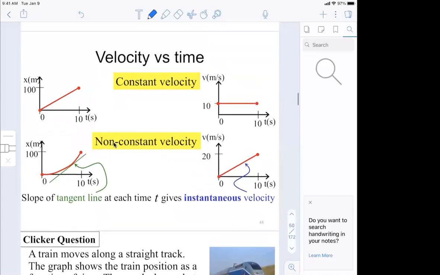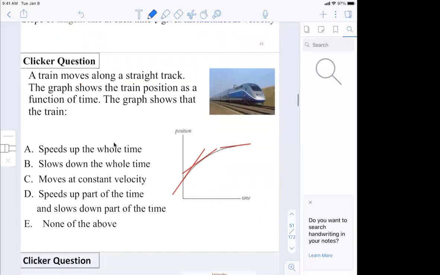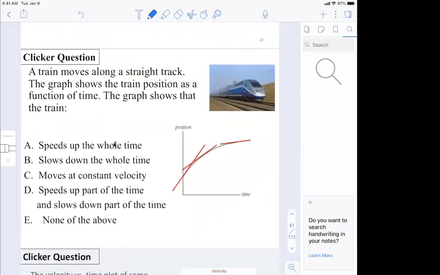So this is a constant velocity, looks like a straight line running across. This is a non-constant linear velocity that is increasing. So here is, and again, it should be a really quick vote. If I have a train that's moving along and I'm giving the position versus time graph, which is sort of being hidden, let me draw the graph one more time. It looks like this. So this is my position versus time graph.